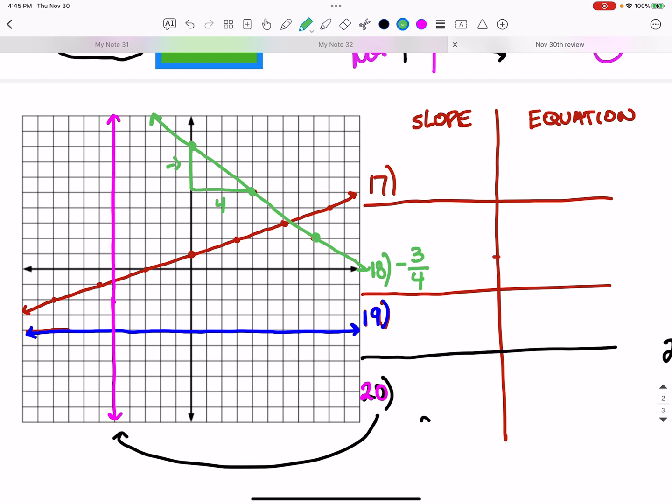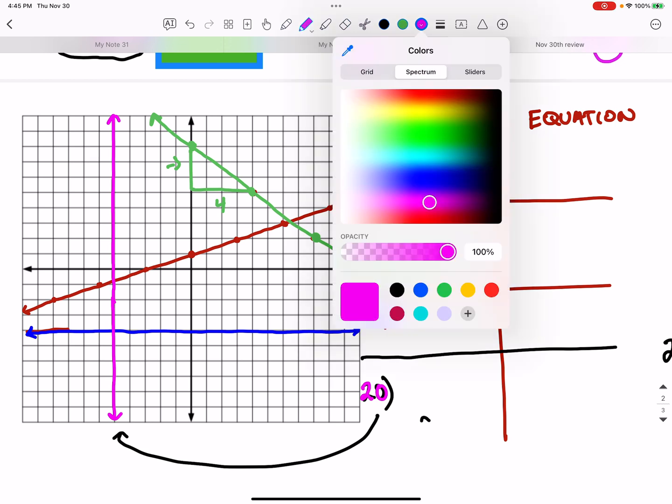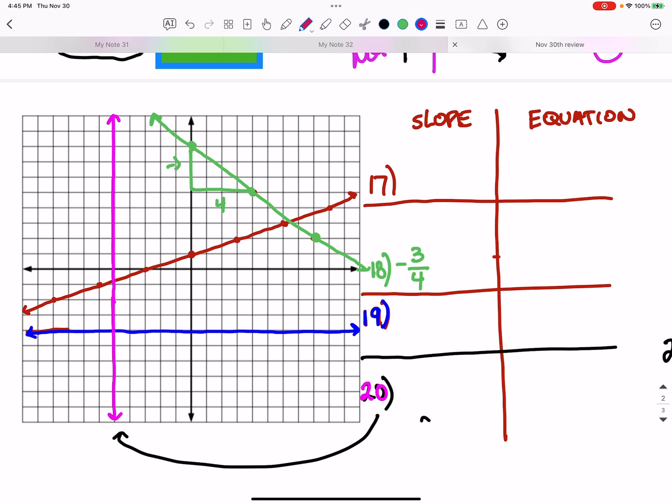The tan one, or whatever weird color I made that. I don't even know where I found that color. Whatever. This one looks like it goes up 1 over 3. And it's going positive, so it's positive 1/3.